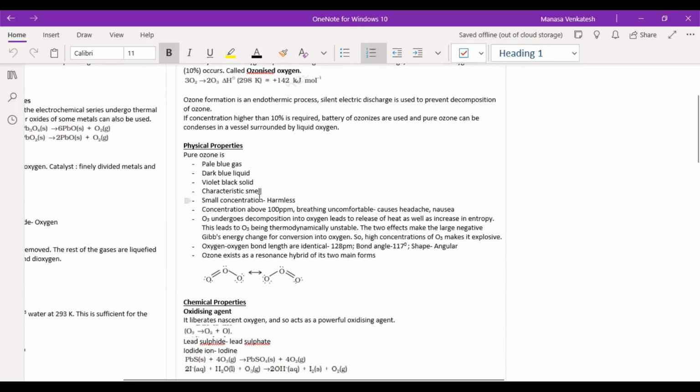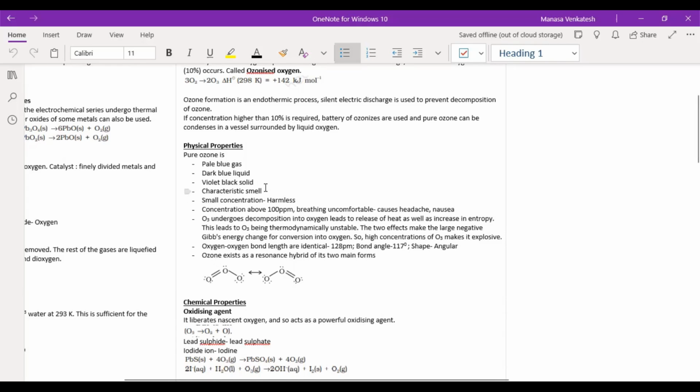At small concentrations, it's quite harmless. If you happen to get up very early in the morning, you have this fresh smelling air. That's because of the presence of nascent oxygen, which comes from the breaking of ozone molecules to give us nascent oxygen. Completely off topic, but yeah. So that's the characteristic odor for the nascent oxygen.